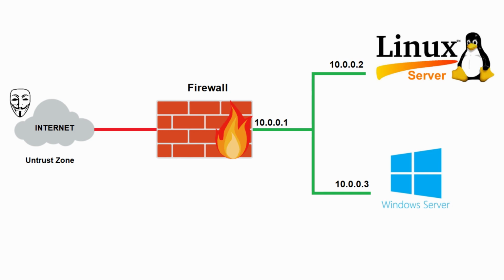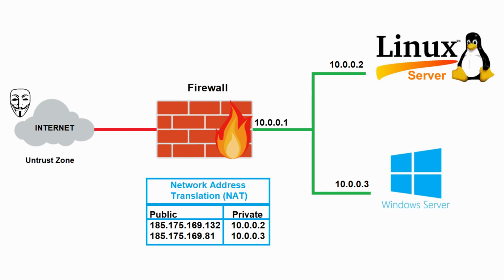The trust zone uses private IP addresses that need to be translated to public IPs. This is handled by the firewall's Network Address Translation, or NAT feature. Only virtual machines that need to be reachable from the untrust zone require NAT. Now, let's log into CloudCIX and see how this works in action.